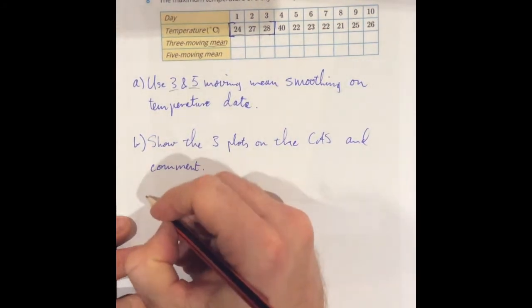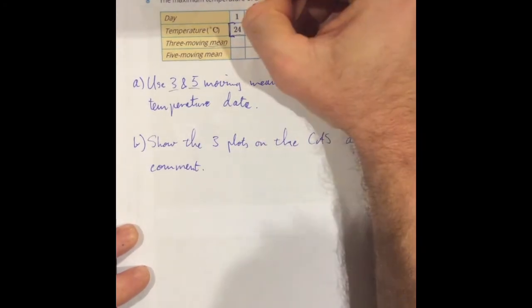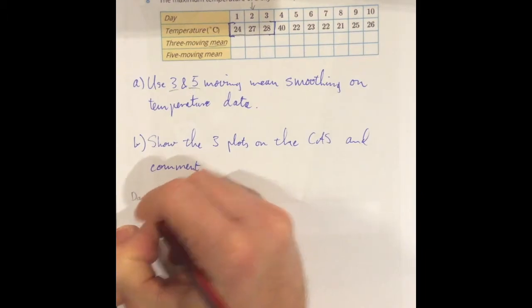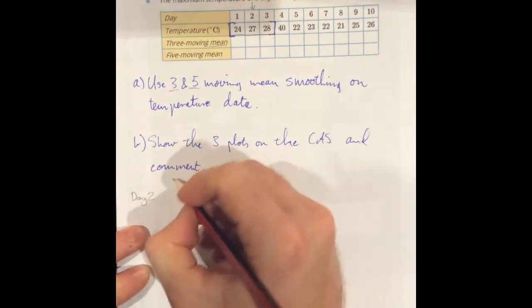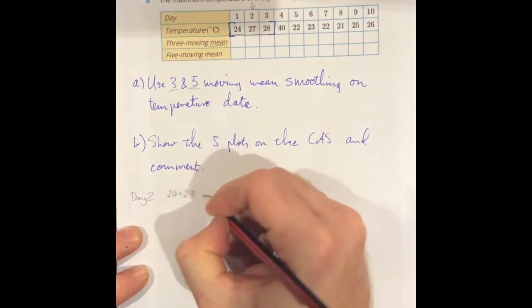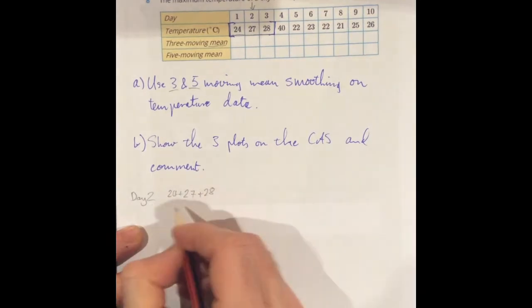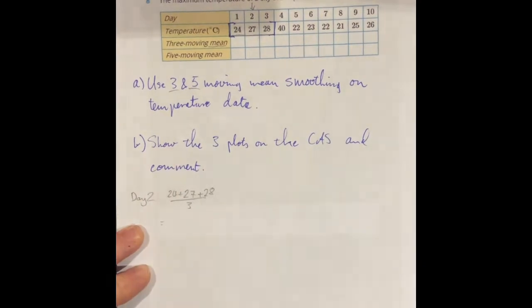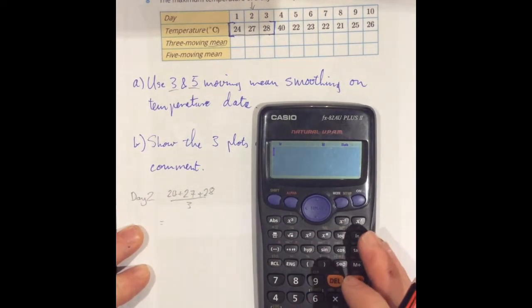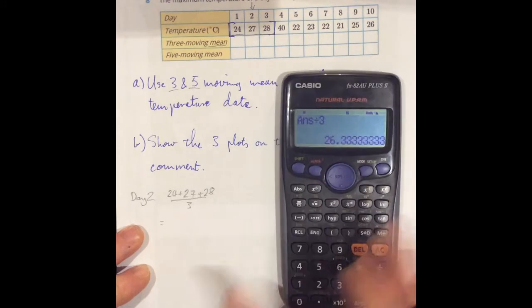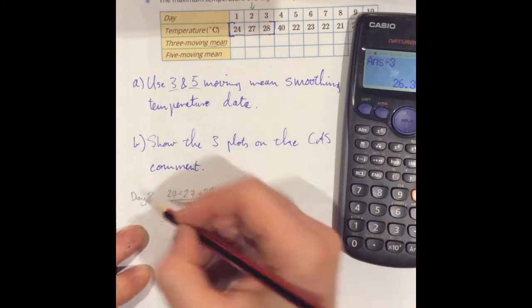So this is going to be centered on day 2. So we'll just put day 2 here so we know what we're working with. And we're going to do 24 plus 27 plus 28 and divide all of that by 3 to come up with our mean. Okay, we get 26.3 recurring.